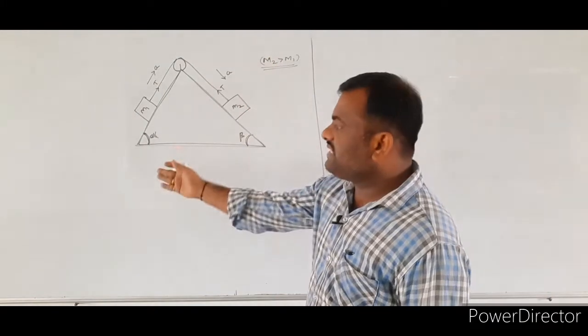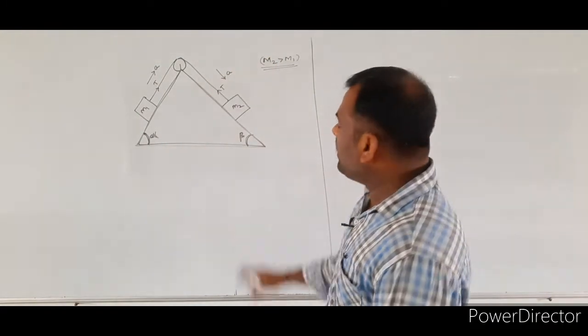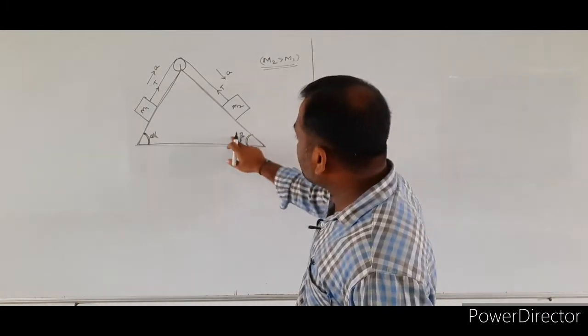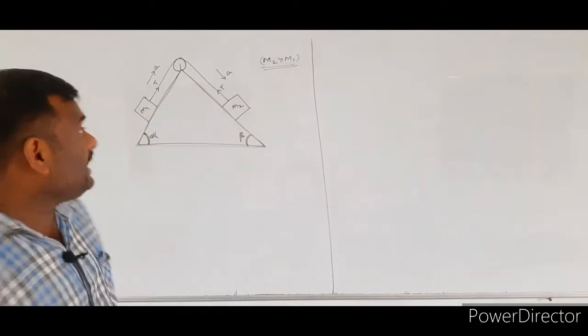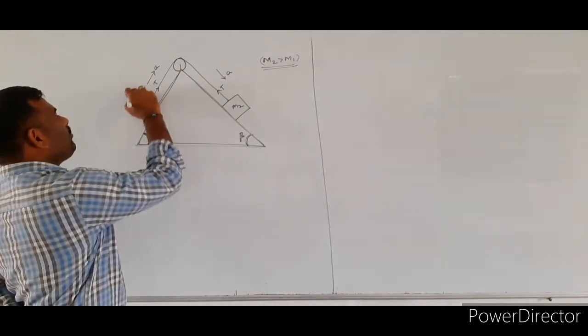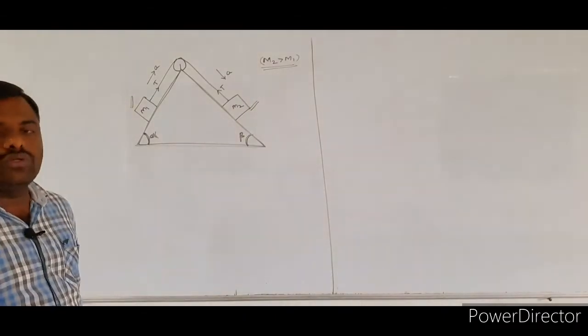For one of the surfaces, the angle of inclination is equal to alpha. For the other inclined plane, the angle of inclination is equal to beta. So here, over the inclined surfaces, two different blocks are placed. Their masses are given by m1, m2 respectively.